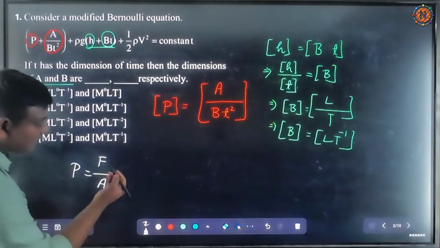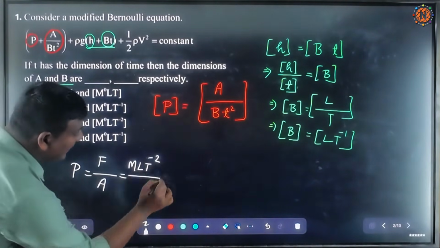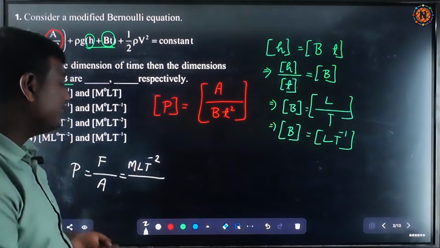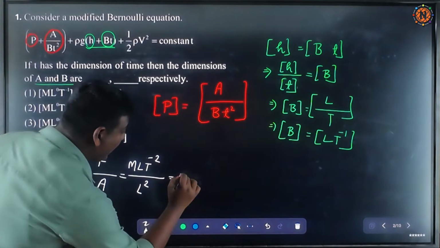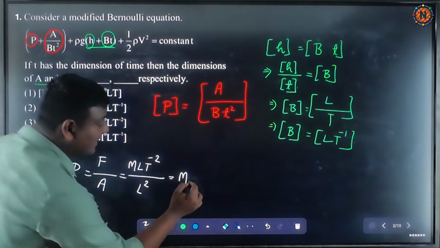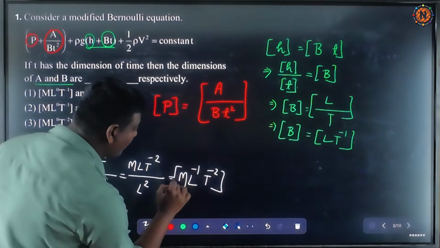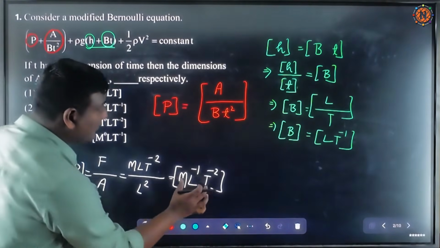Okay. And the dimension of force is nothing but MLT minus 2, and area can be written as length into breadth, or length square, so it is nothing but L square. So the dimensions of pressure will be M, and one L will be cancelled, so ML minus 1 T minus 2. This is the dimension of pressure. Okay. So we can put the dimension of pressure here.